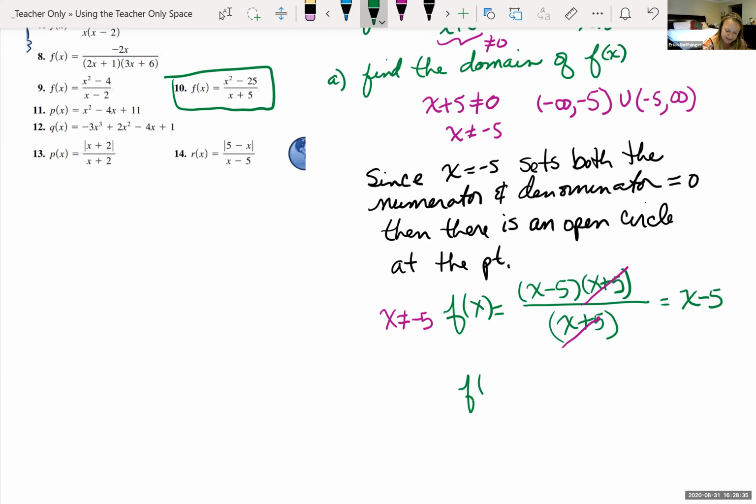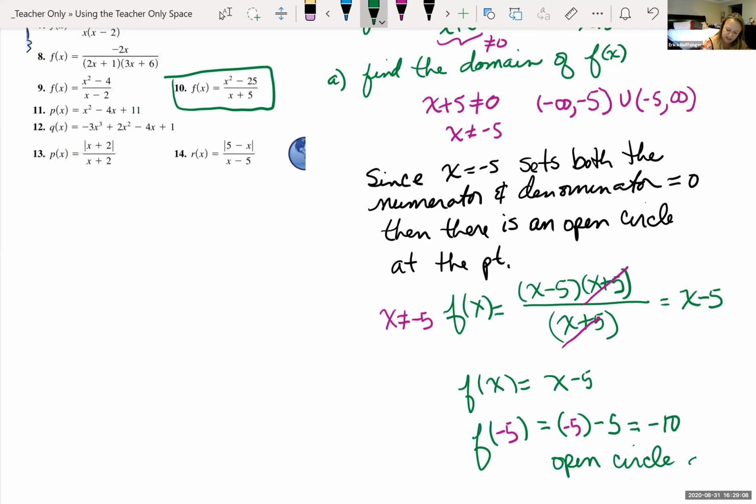But if we look at f of x equals just x minus 5, and we plug in negative 5, even though it's undefined there, into what we're left with, we have negative 5 minus 5. So negative 5 minus 5 gives us back negative 10. So it's an open circle at the point negative 5, negative 10.